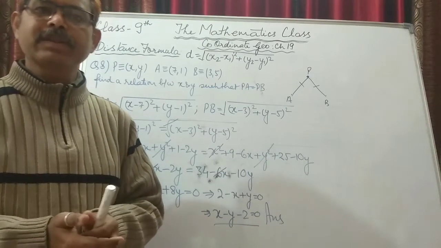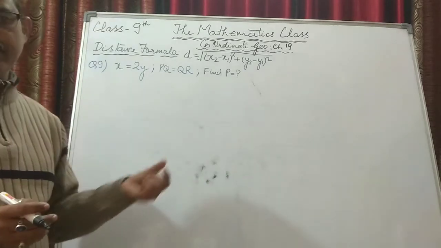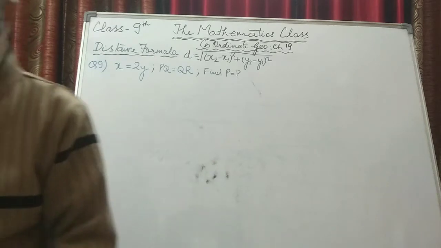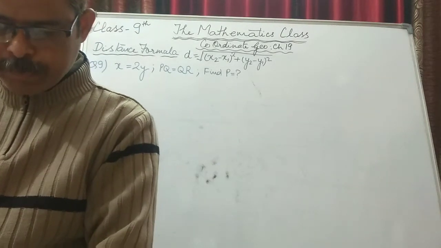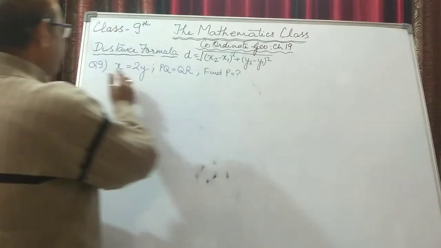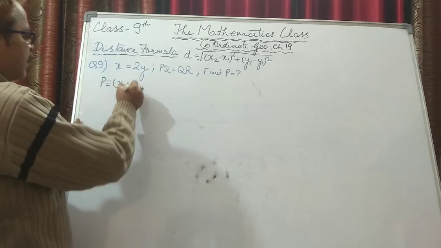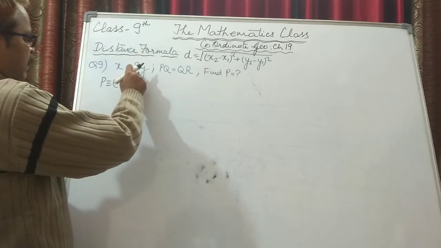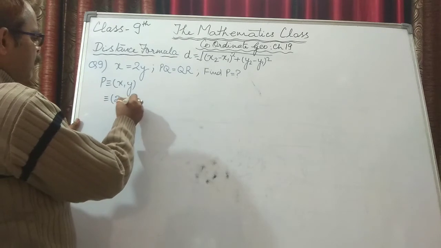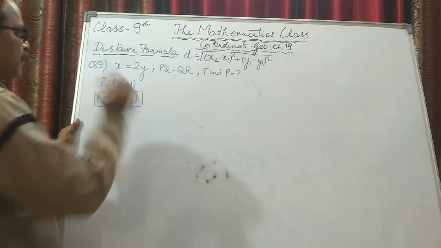Now we move on to the next one, that will be the 9th one. Question number 9 is just the same as the previous one, but because I have said so, I will be solving it. Now they say the x coordinate of a point P is twice its y coordinate. Means there is a point P whose coordinates can be taken as x comma y, where x is 2 times y. It means it can also be written as 2y comma y.